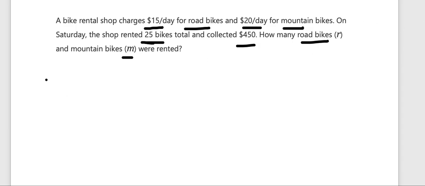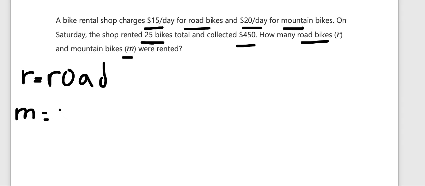Let's identify the variables. So R is road. Okay, so this is the road bicycles. And then the M is going to be the mountain. Okay, so now that we have identified the variables, we are going to write our two equations.